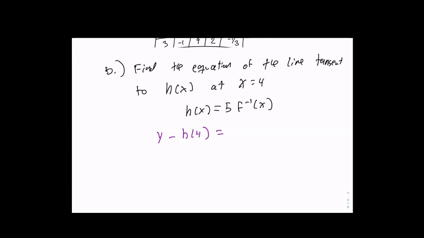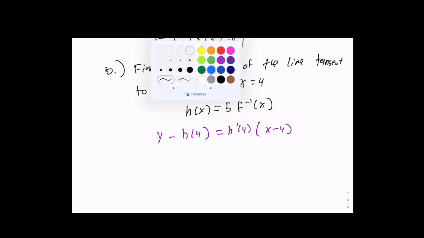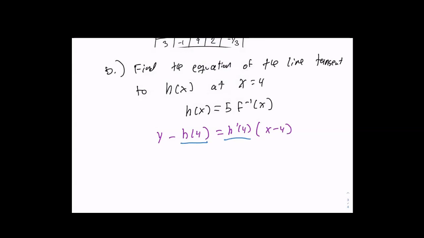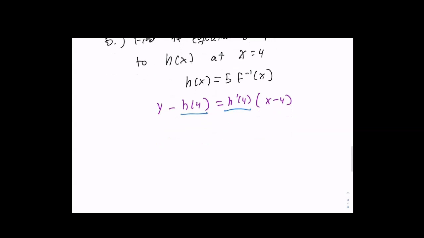H prime of 4 times the quantity x minus 4. Perfect. And we need to find h of 4 and h prime of 4 and replace those two values, and then we have the equation of the tangent line.